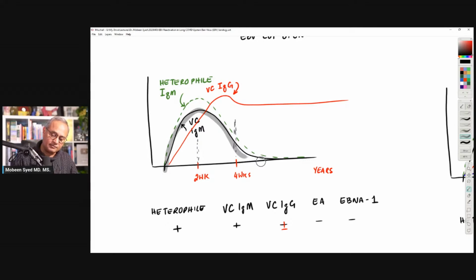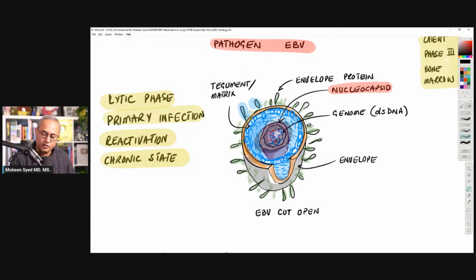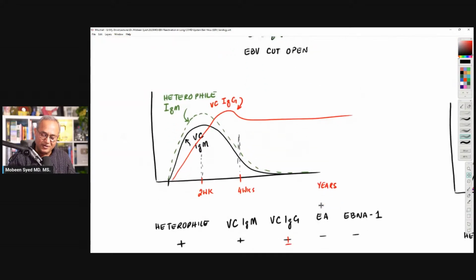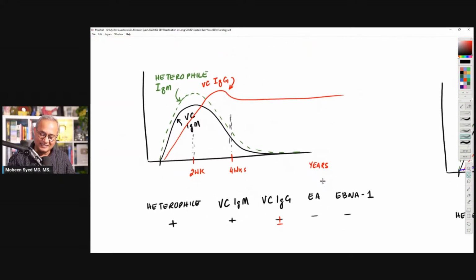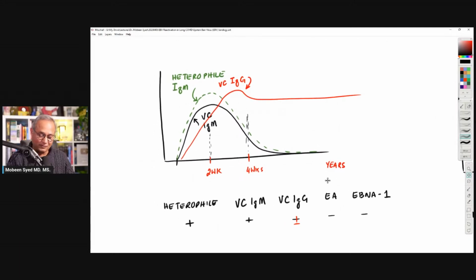Then let's see this VCA-IgM, viral capsid. Capsid is this little nucleocapsid, right? The skull of the virus. People are going to kill me for saying this is the skull of the virus, but it is the skull of the virus. So the viral capsid IgM. What is this? Again, IgM, new infection. Viral capsids, or skulls, are being made, the nucleocapsid is being made, and that is leaking out from the cells, and that is being attacked by our B cells, and that is VCA-IgM.